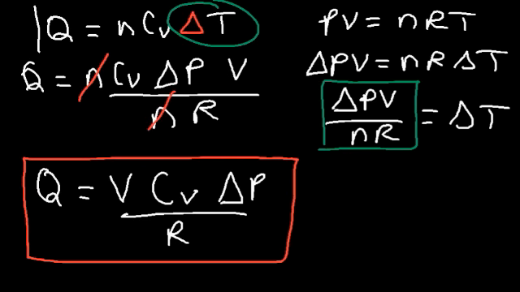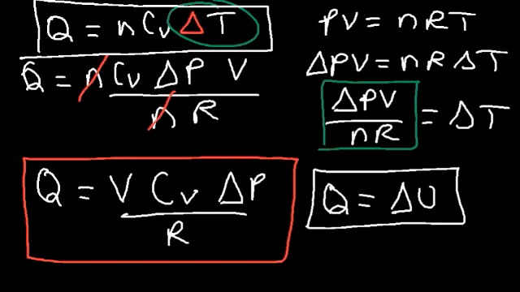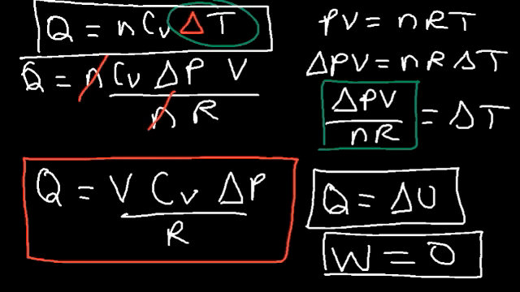If you have the change in temperature, then it's easier to use this equation. And also keep in mind that Q is equal to delta U for any isochoric process, since W is equal to 0. So make sure you write these down in your chart so you can organize all of the equations you need for the different types of processes that you'll see on your exam.